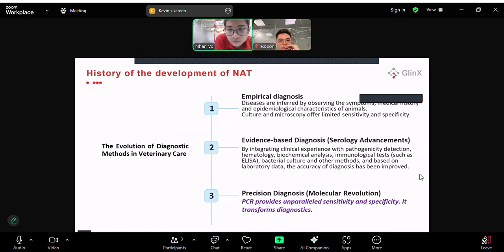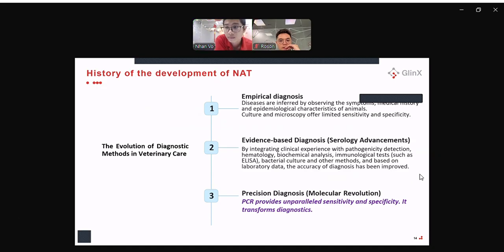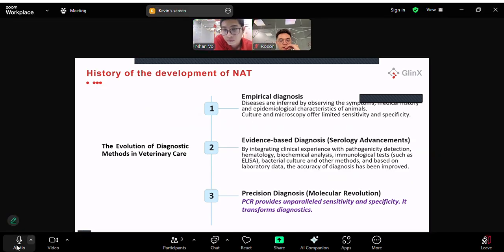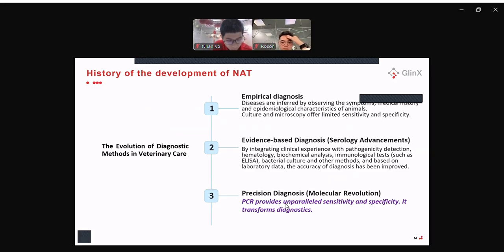It's like in the early stage, when a dog shows the symptoms of fever or respiratory symptoms. In this stage, because in the market we lacked in vitro diagnostic machines, and we didn't even have rapid tests, we could only judge the disease by experience.